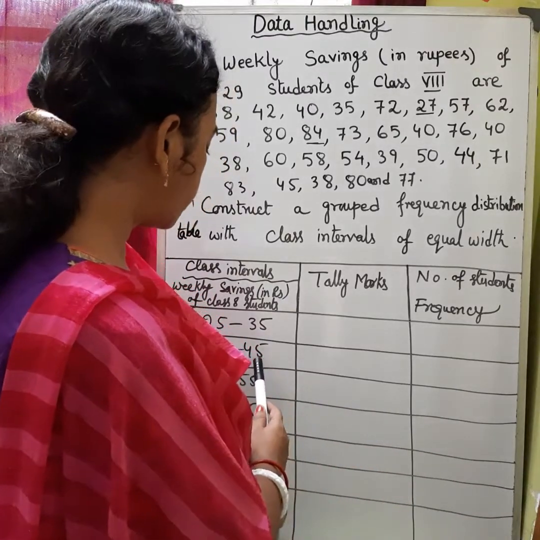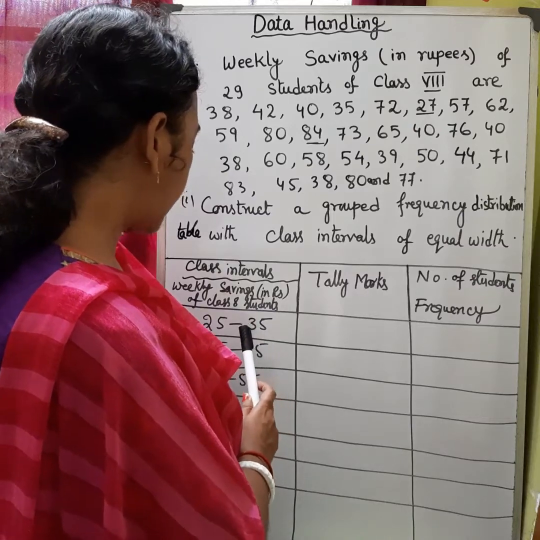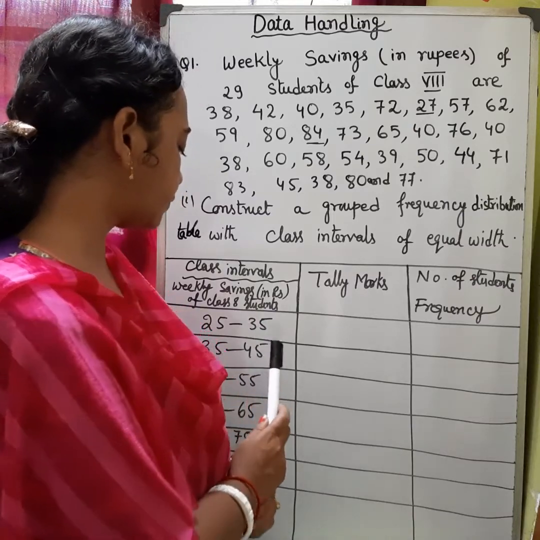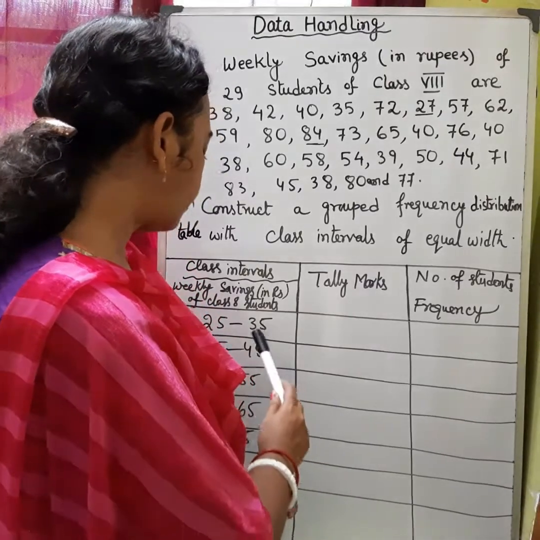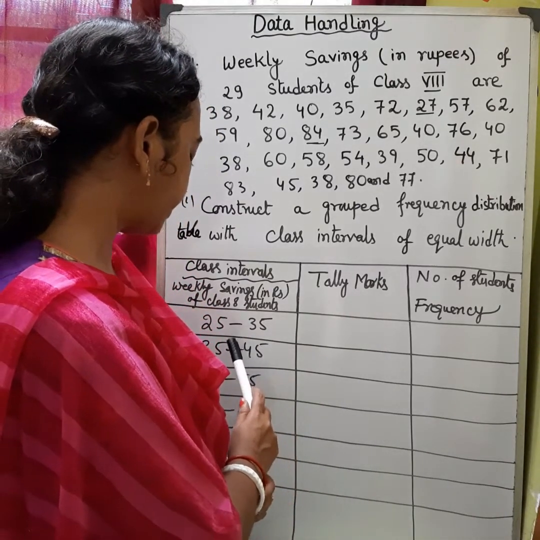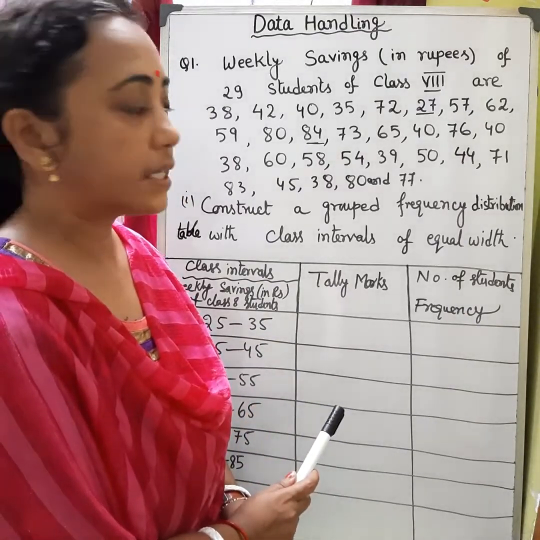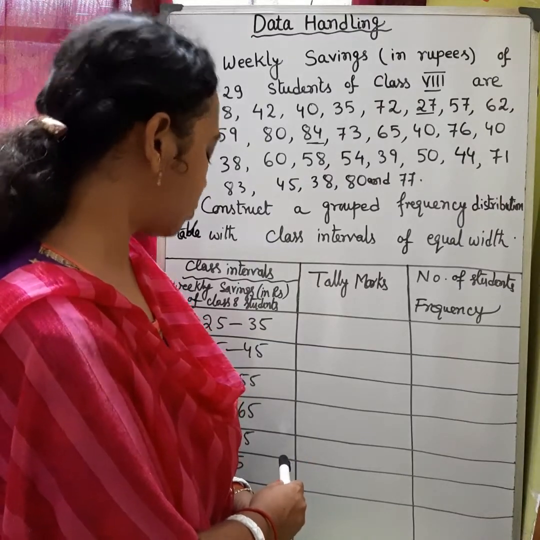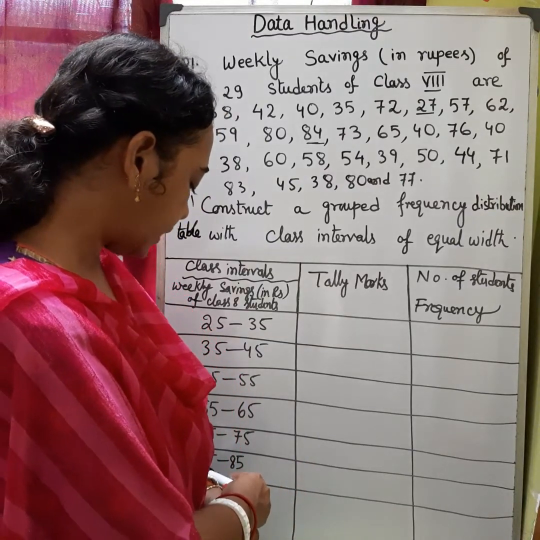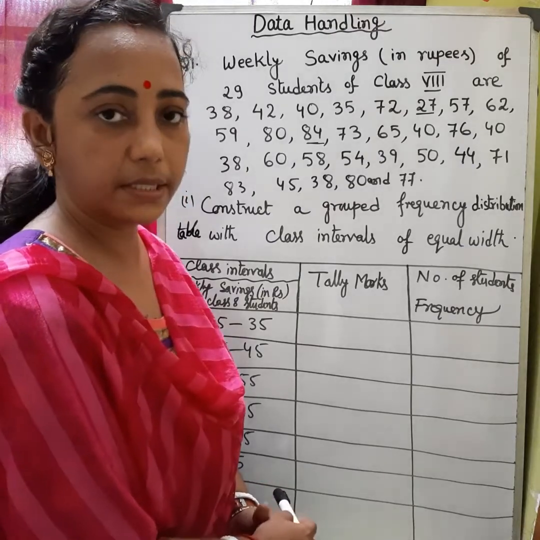Here the first column shows the class intervals, which we can say as the weekly savings in rupees of 28 students. And we begin with the interval 25 to 35, because the smallest observation in the given data is 27 and the highest observation is 84. So up to the last class interval we can consider 75 to 85.